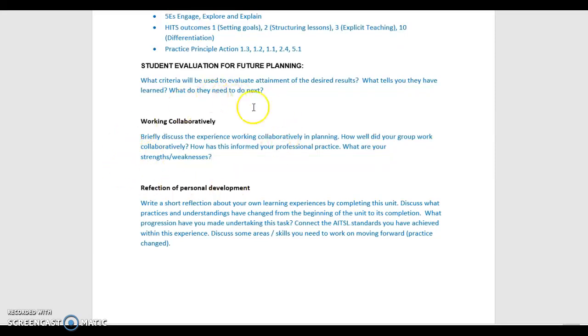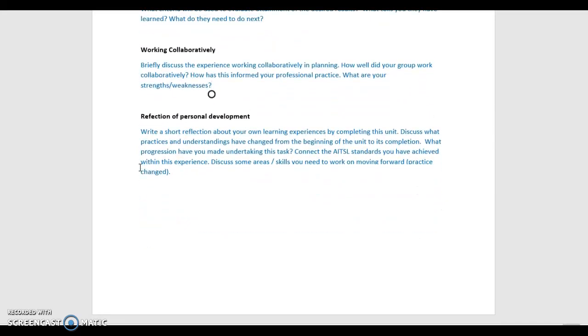So discuss what it was like working collaboratively in planning. How well did your group work? Okay, so this is being a bit critical. It could be discussing the possible challenges that you guys undertook in the experience. And throughout this experience of working collaboratively, how has this informed your professional practice? What are your strengths and weaknesses? Because you're going to have to be working in teams when you work in the teaching profession. So what does this mean in terms of your teaching?